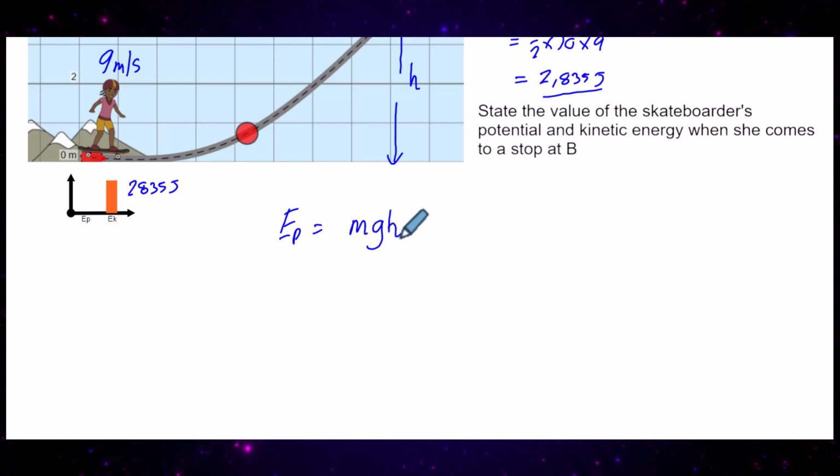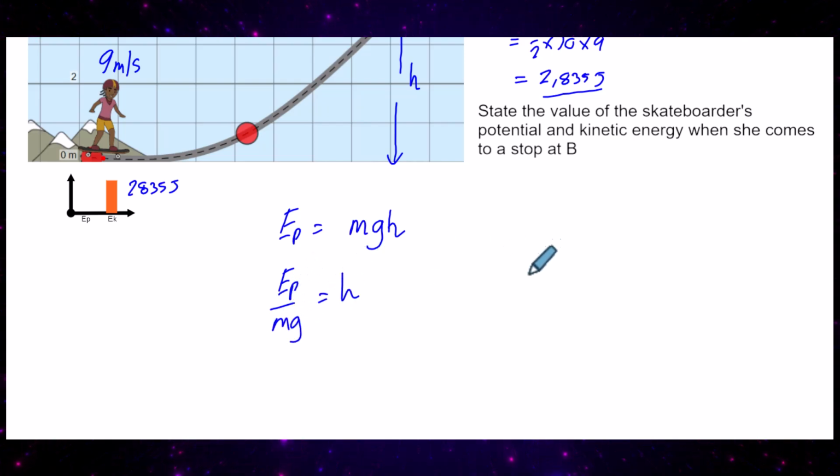Now we want to find h in this case, so to find h we have to divide both sides by mg. So we get Ep divided by mg, and that's going to give us the height. So really what you're doing to find the height of that skateboarder is dividing by the weight, because the weight's mg. That's something else to think about.